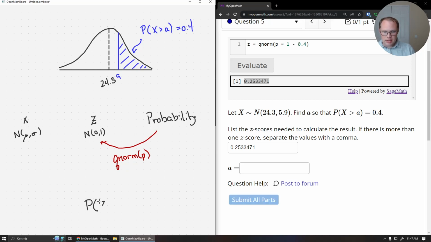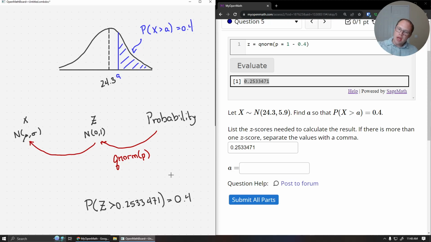Okay, so that means that the probability that z is greater than 0.2533471 is 0.4. That's the probability we're looking for. Okay, we still need to do this final step, and from our z-score, from our standard normal distribution, find that particular value in our non-standard normal distribution using the formula x equals mu plus z times sigma.